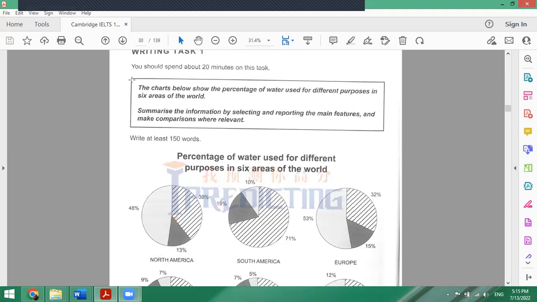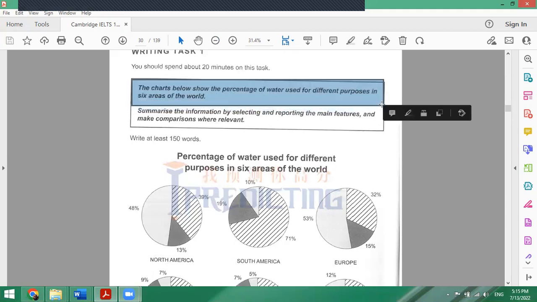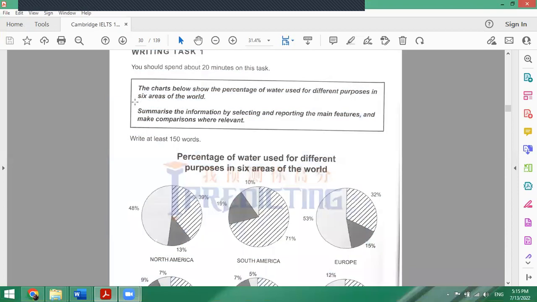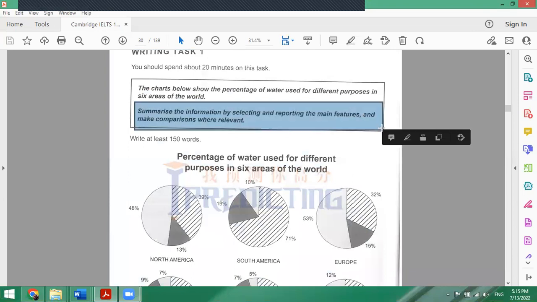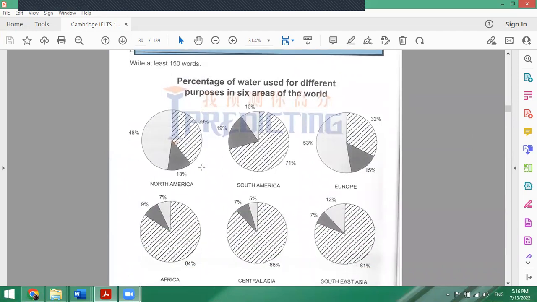So first, you paraphrase this in your own words, and then you pay attention to this part. This is the same for all tasks. You just read once and it's enough for all. Summarize the information by selecting and reporting the main features and make comparisons where relevant. So basically it's easy to say you summarize the information, you select and report the main features, but sometimes it's difficult when we really have to write it, it doesn't really work all the same as it's written here. So I will give you some tips.